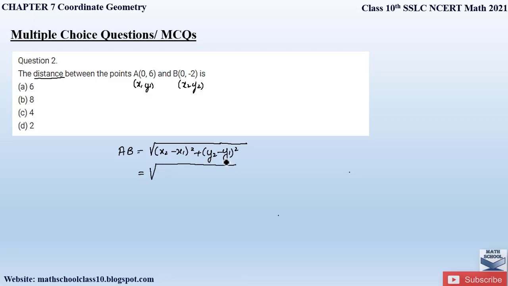This is square root of, what is x2 value? 0 minus x1 is 0, the whole square, plus y2 is -2 minus y1, that is 6, the whole square. So here 0 minus 0 will be 0. So -2 and -6 will be -8, the whole square. So square of any negative term will be positive itself. 8 square is 64, and square root of 64 is again 8. So our correct option is option B. So in this manner we should apply the distance formula to find out the distance between any two points.